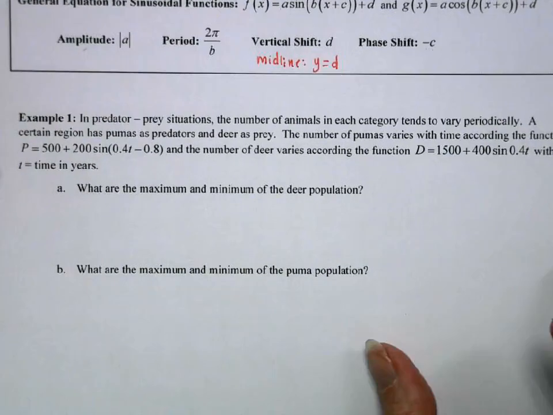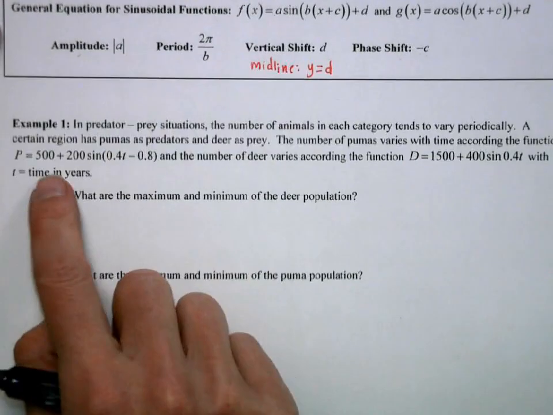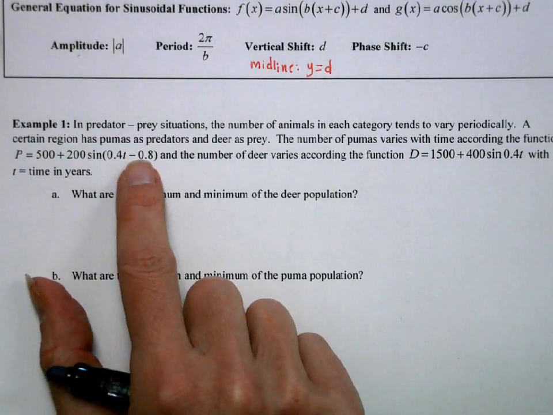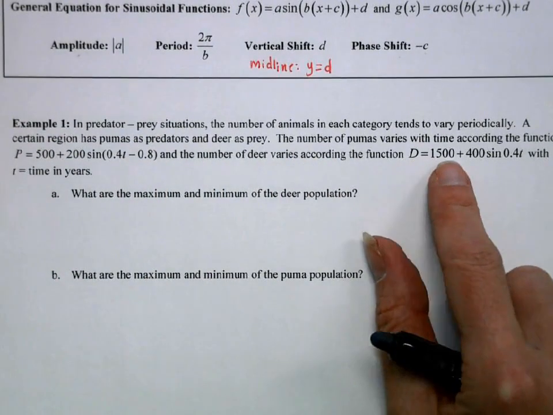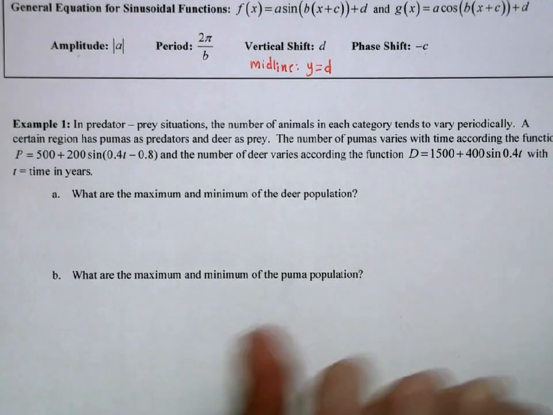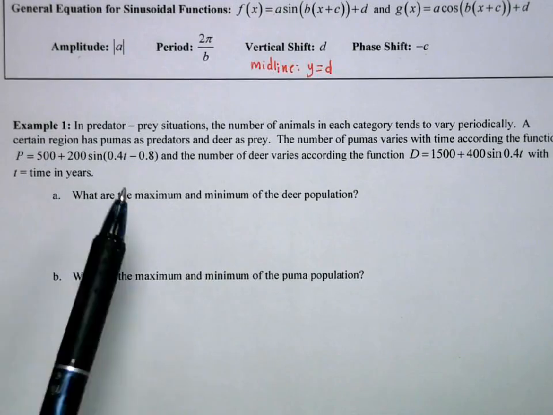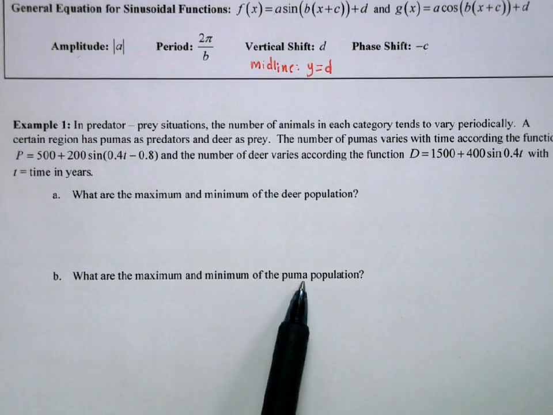So let's look at our first scenario. In predator-prey situations, the number of animals in each category tends to vary periodically. A certain region has pumas as predators and deer as prey. The number of pumas varies with the time according to the function 500 plus 200 sine (0.4t minus 0.8). The number of deer varies according to the function d equals 1500 plus 400 sine 0.4t. What we're going to use this for is to determine the maximum and minimum number of deer and the maximum and minimum number of pumas.